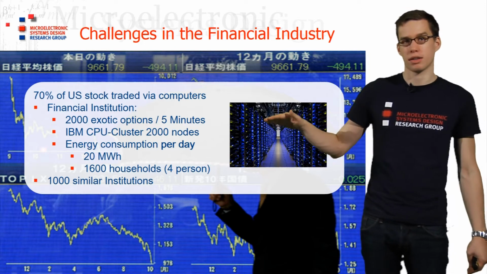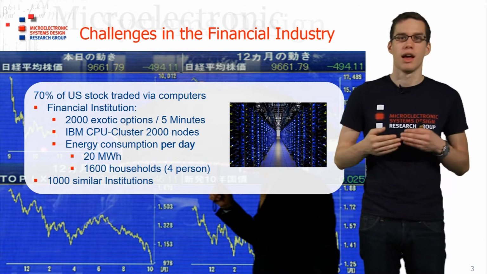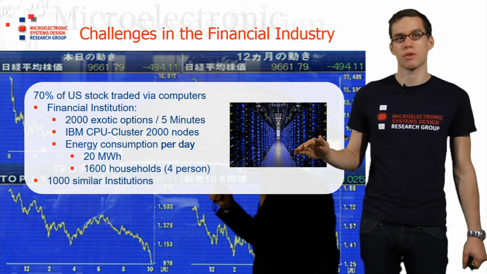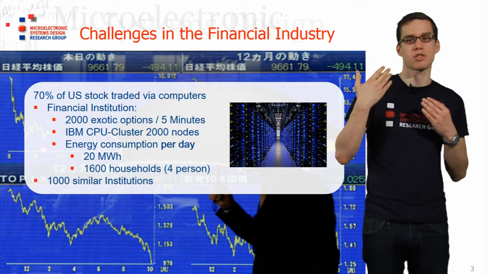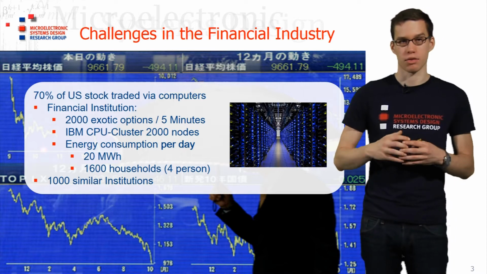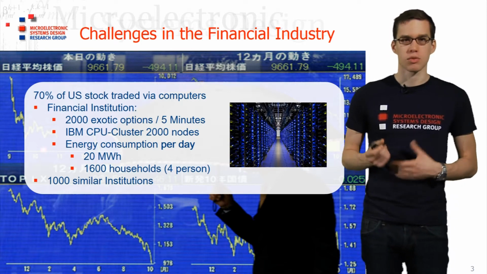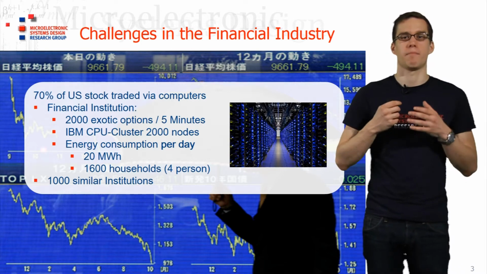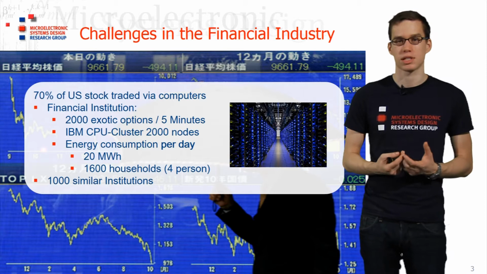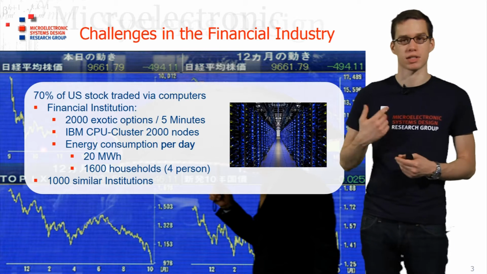And here we have one financial institution which has a 2,000 node IBM cluster, and the energy consumption, just the energy consumption, is vast. It's 20 megawatt hours per day, which is equivalent to around 1,600 4-person households per day. And in the world, we have 1,000 similar institutions. So what do we learn from here? From here we learn that option pricing demands very high compute resources, and that's what makes FPGA acceleration so attractive in terms of energy savings, also cost savings.